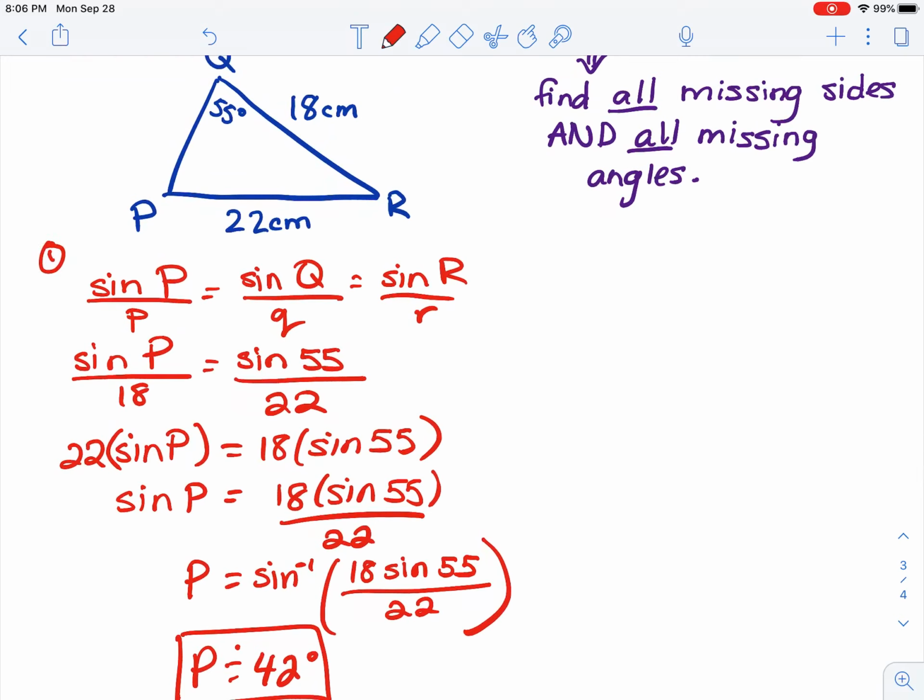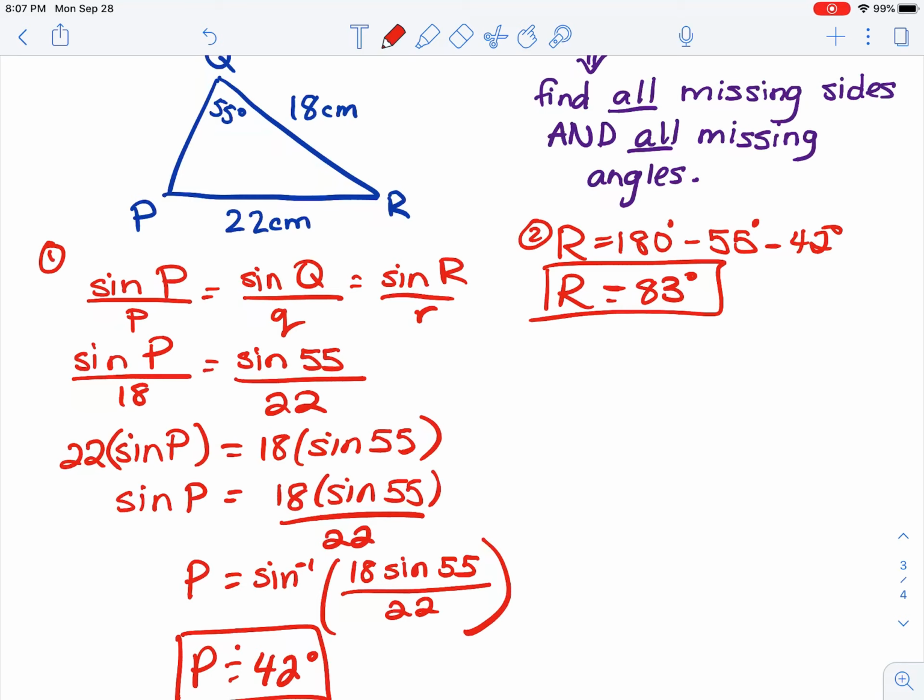I'm not done because all I found was angle P and I would need to solve everything. So I have angle P, I have angle Q. Now I'm going to find angle R. And I want the quickest method, so I'm just going to take my 180 minus 55 and minus the 42. 180 minus 55 minus 42 is 83 degrees. There we go. I found R.